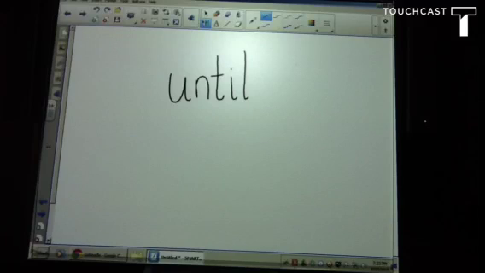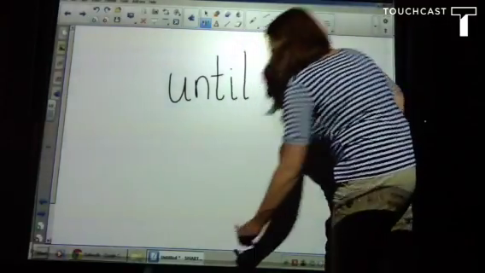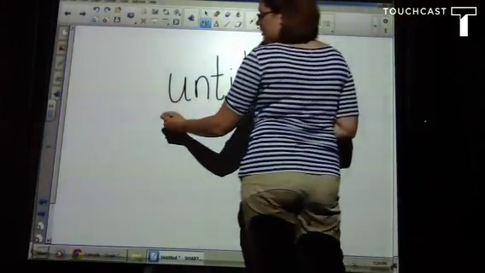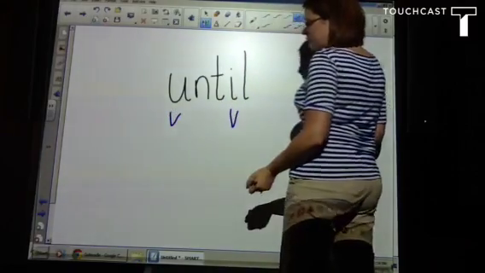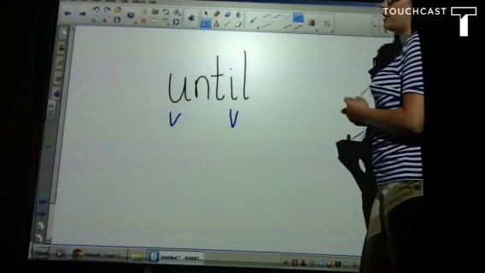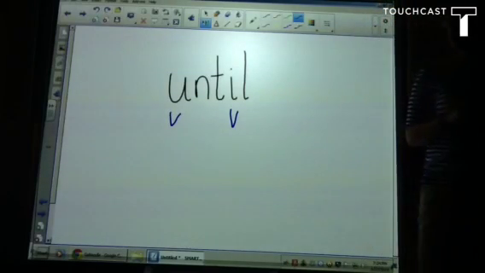How many vowels do I have in this word? Two. What are they? U and I. Are they both making a sound in the word? Yes. Good. So we're going to put small v's underneath those.